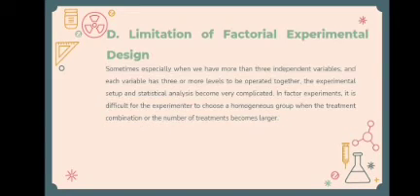And next is the limitation of factorial design. Sometimes, especially when we have more than three independent variables and each variable has three or more levels to be operated together, the experimental setup and statistical analysis become very complicated. In factorial experiments, it is difficult for the experimenter to choose a homogeneous group when the treatment combinations or the number of treatments become larger.